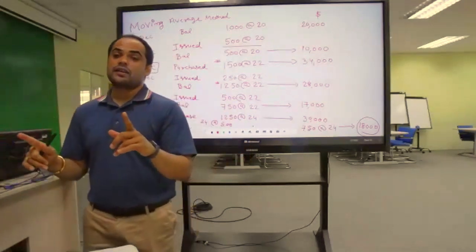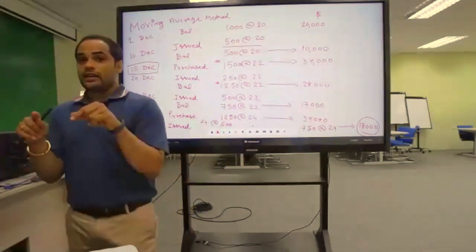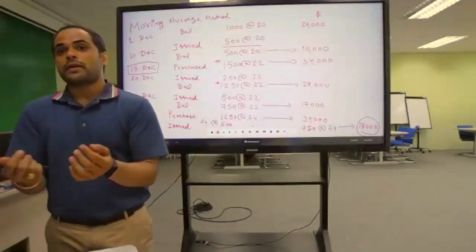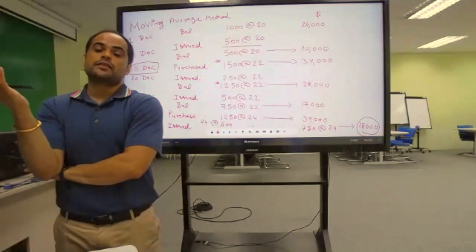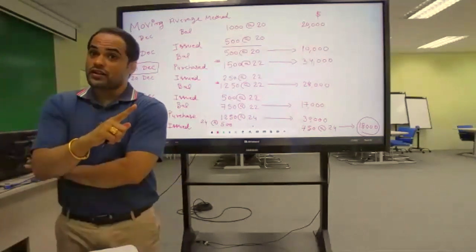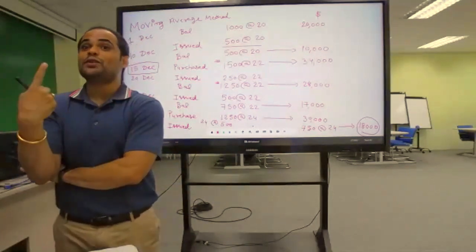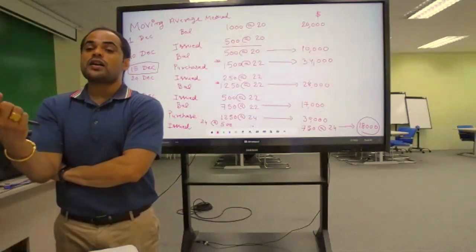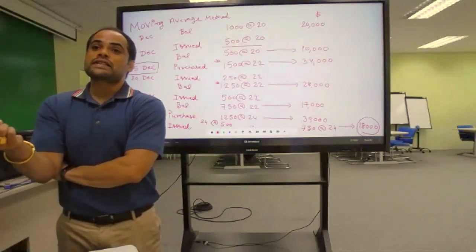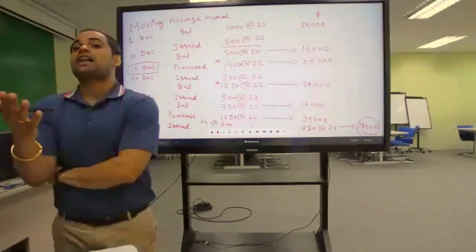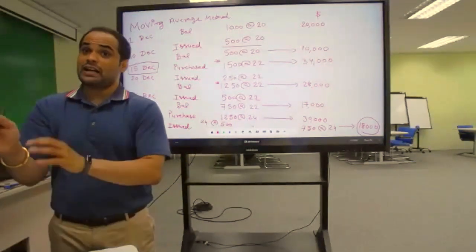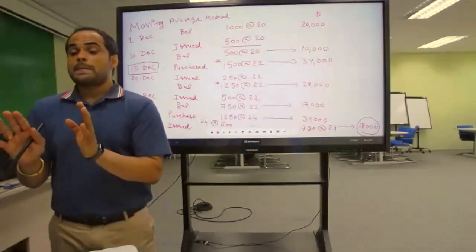As I said, if you are a company, it depends upon you. You can choose either the moving average method to calculate the value of inventory, or you can use the first in, first out method to calculate the value of inventory.